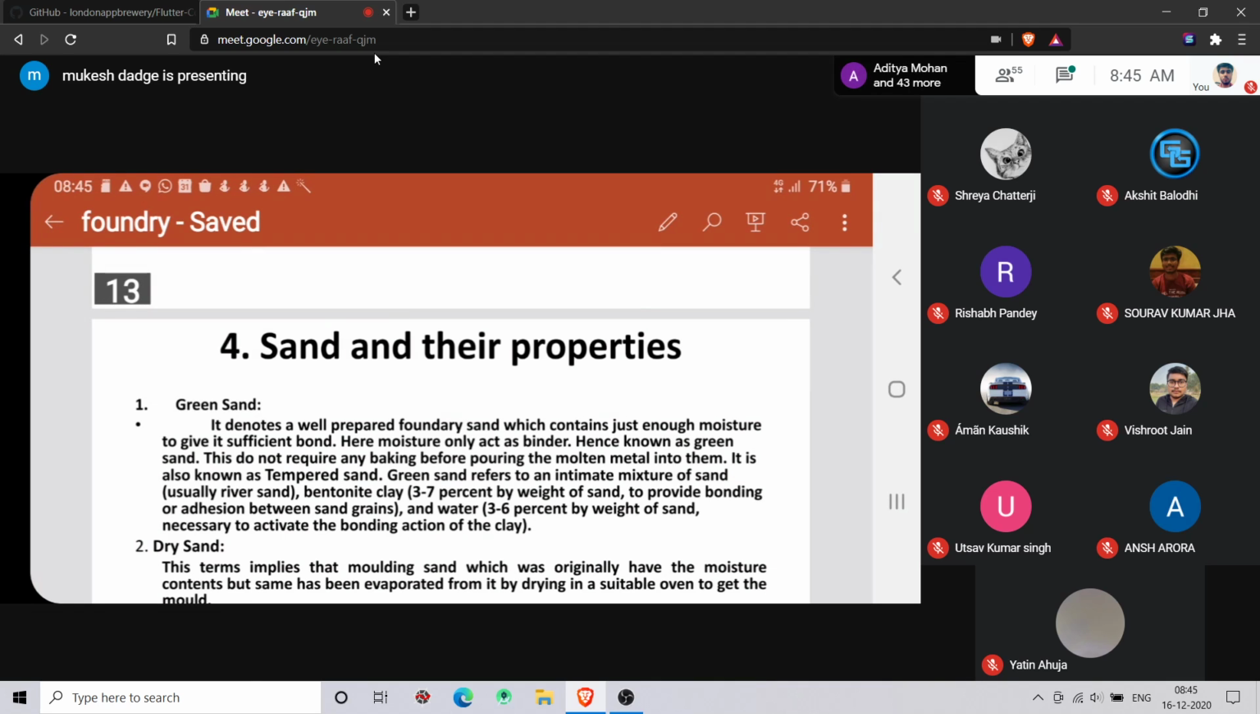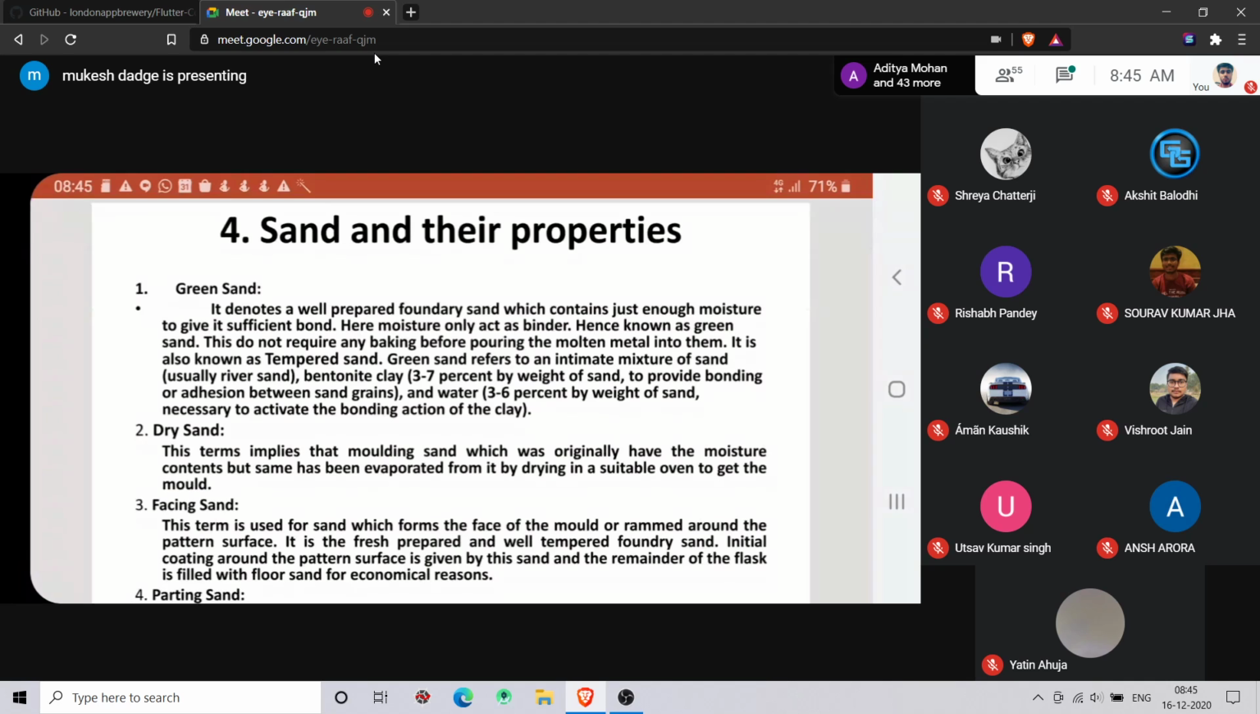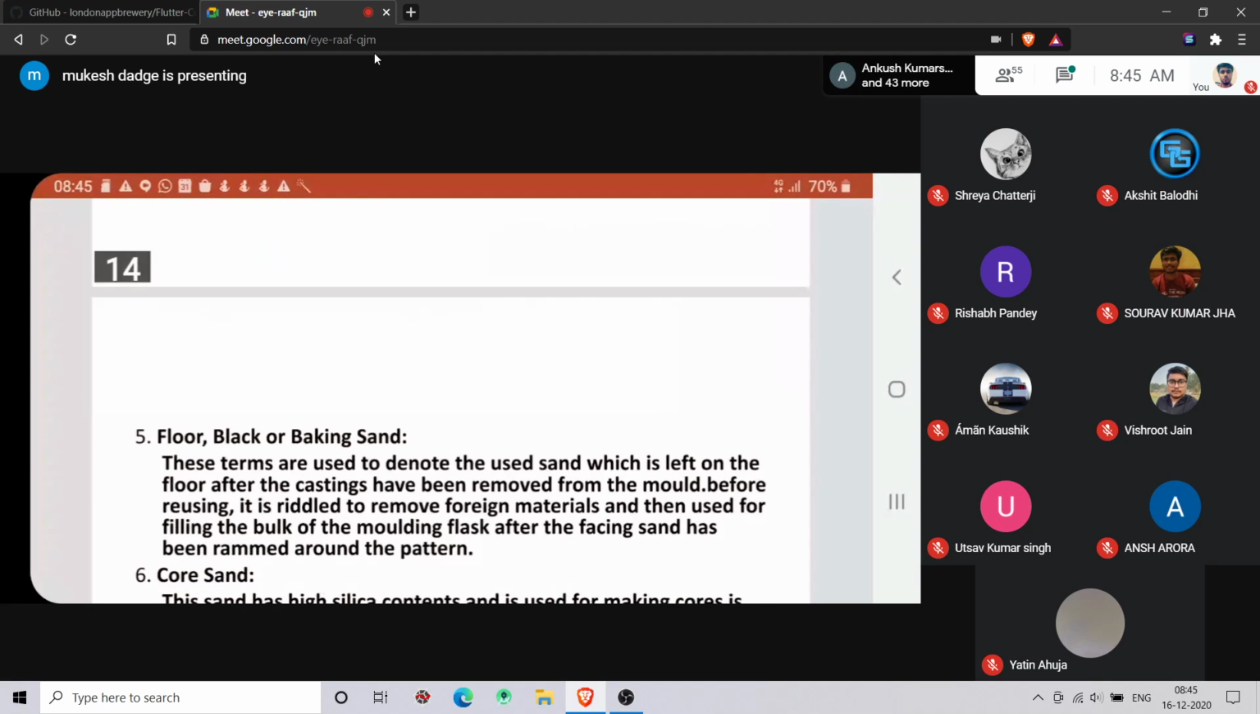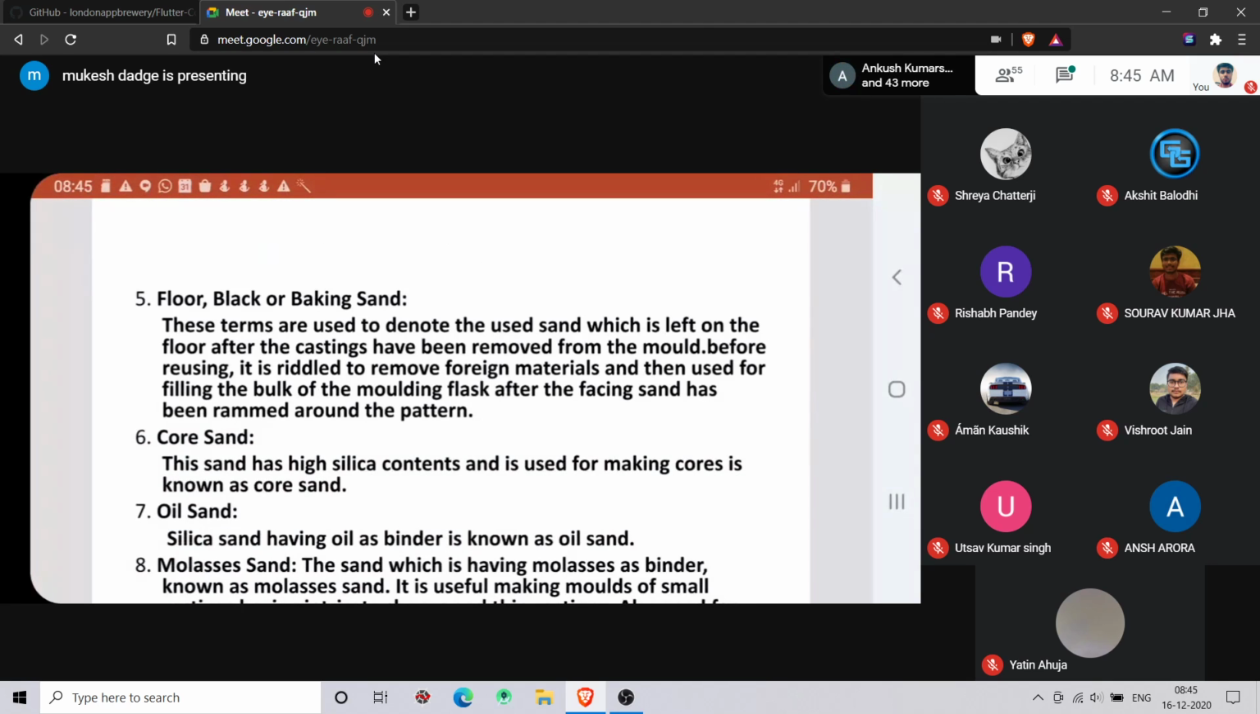Other sands are there, right? Facing sand, parting sand. Parting sand is used if you use a two-piece pattern or three-piece, multi-piece pattern. Facing sand is applied on the face. Dry sand, right? It doesn't have moisture, that is called dry sand. Baking sand, floor sand, black sand.